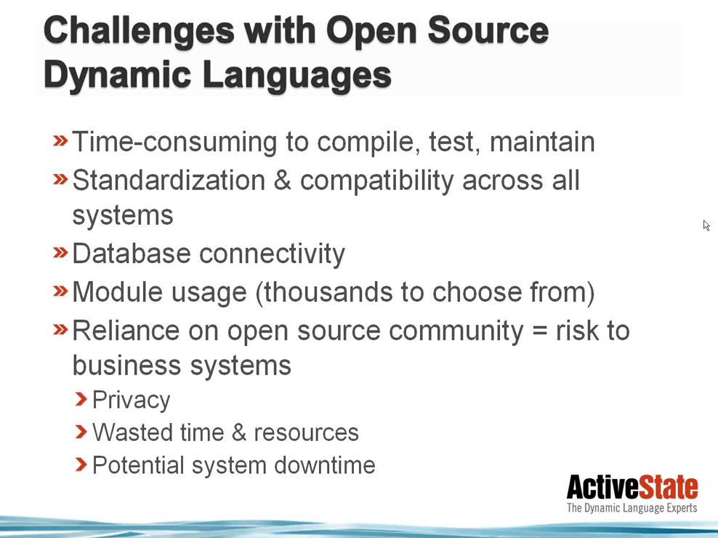Another challenge is standardization and compatibility across all systems. You can get a distribution of Perl, Tcl, or Python from a number of different places. You can get it on your operating system, where usually it's included. You can get it from the open source community. You can get it from ActiveState. And different versions may exist depending on the platform you're working on, whether it's HPUX, AIX, Solaris, Windows, Mac, or Linux. The larger you get as an organization, this can become quite difficult to standardize on a single distribution.